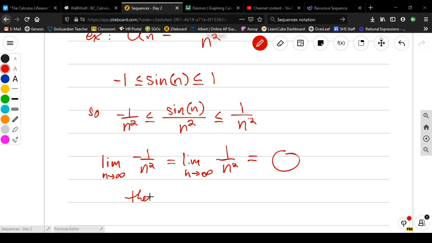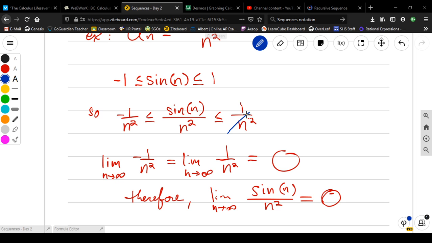Therefore, the limit as n goes to infinity of sine of n over n squared is also going to have to go to 0. This is by what's called the squeeze theorem, or you can say the sandwich principle. We're just saying that one is heading off to 0, that one is heading off to 0, so this is being squeezed in between those sequences, and it must also end up going to 0, okay?